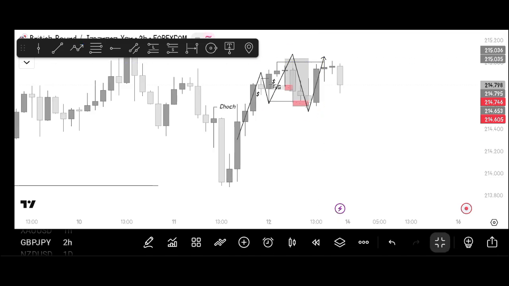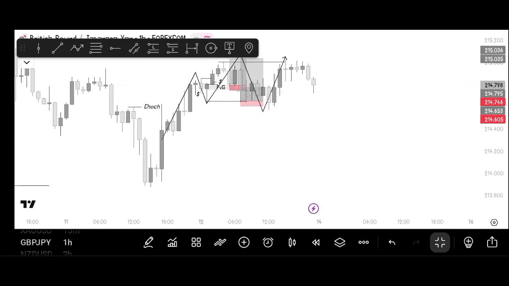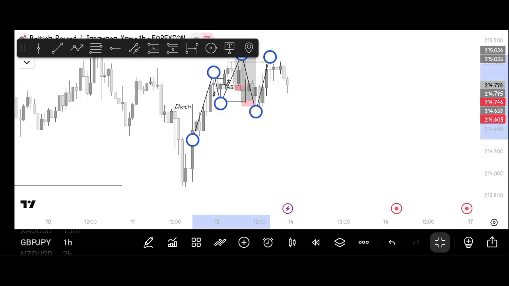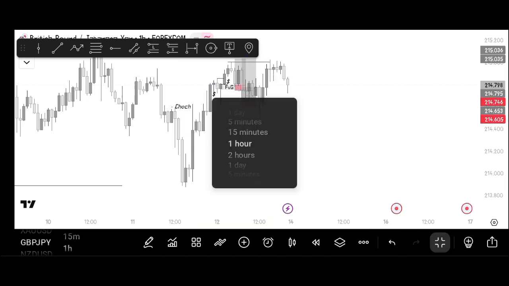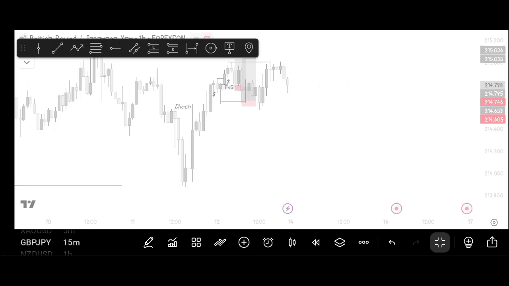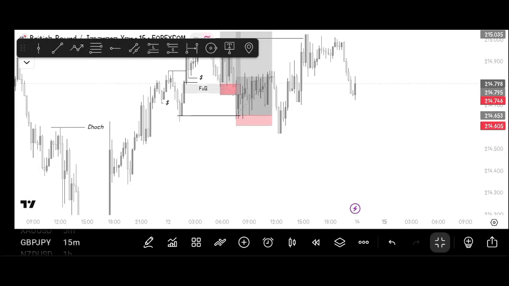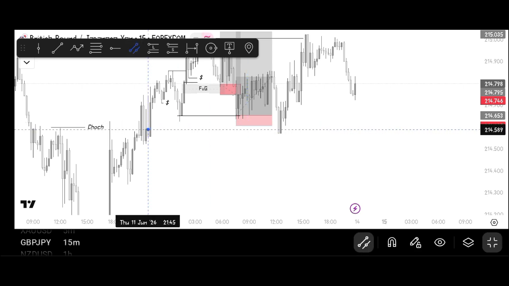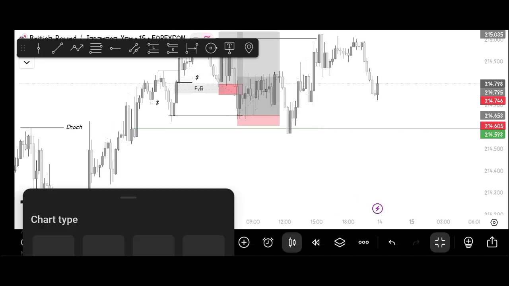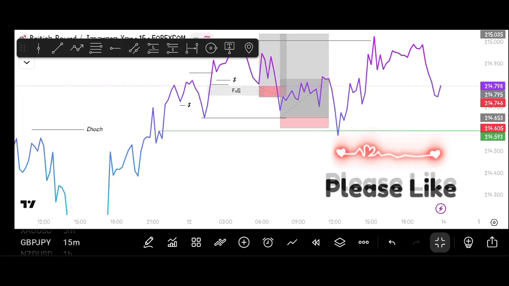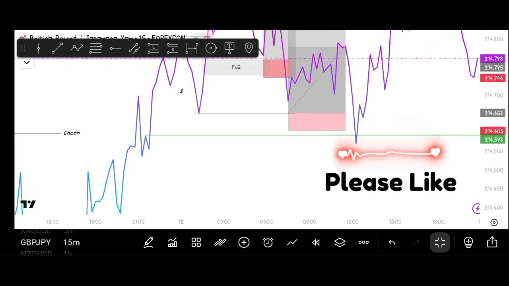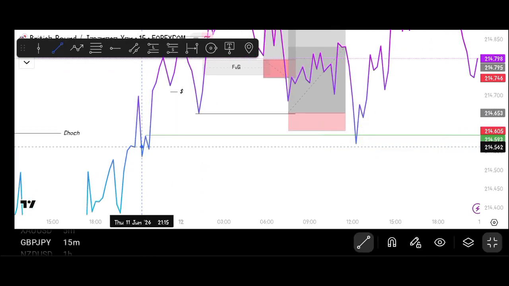So I went on the 1 hour time frame, and though I didn't spot any place price was reacting from, it was on my 15 minutes time frame I really saw where price was reacting from. So as you can see, price was reacting from this key level. If I switch to the line chart, you will see that it is a key level. It actually took liquidity from this little low right here on the line chart.